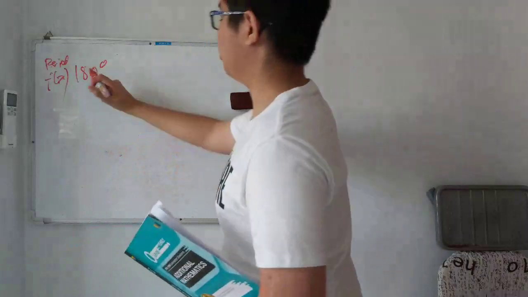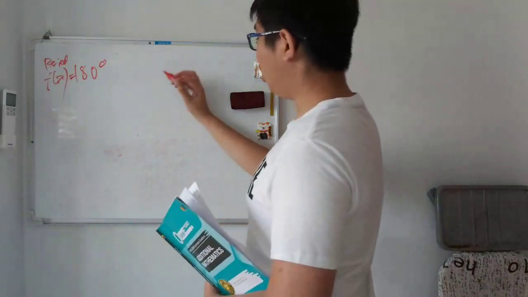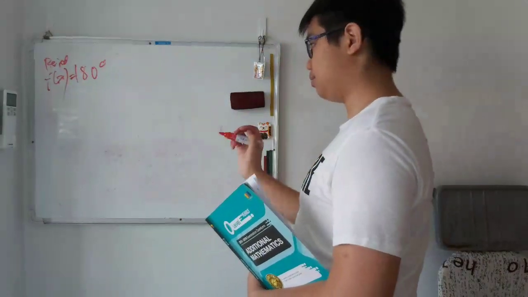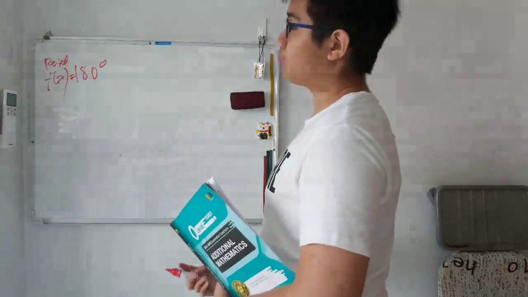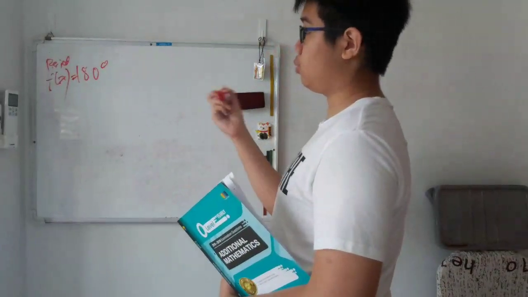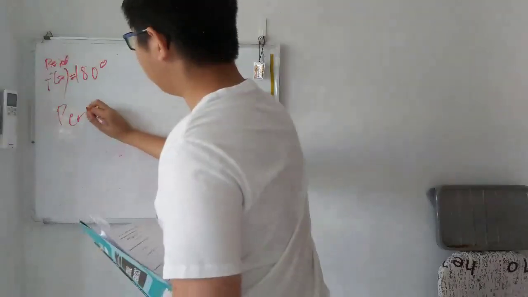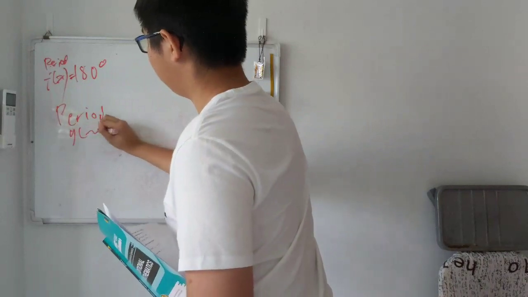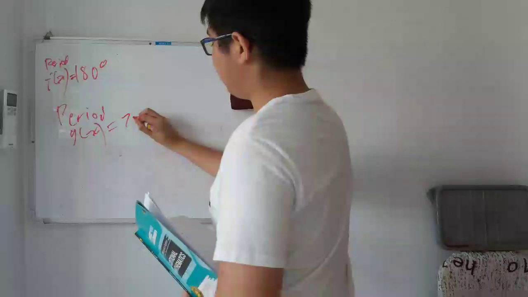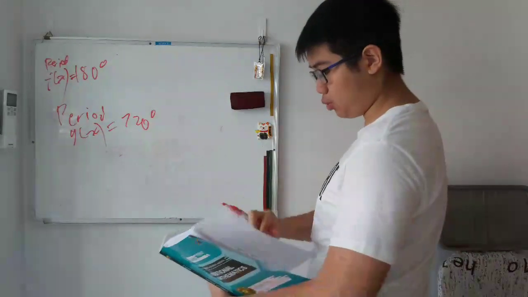The period of f(x) is 180 degrees. Why? Because remember that a normal function has a graph with a period of 360 degrees, and f(x) was 2 sin 2x. So 2x means the period is 360 degrees divided by 2, which is 180 degrees. The period of g(x) is the next part. It is x over 2, so the period is times 2, 720 degrees. So you should get the first 5 marks pretty easily.